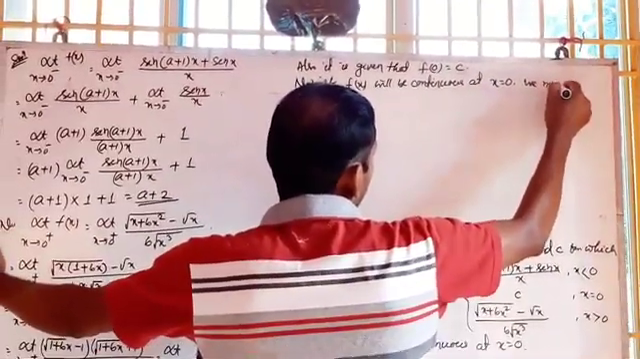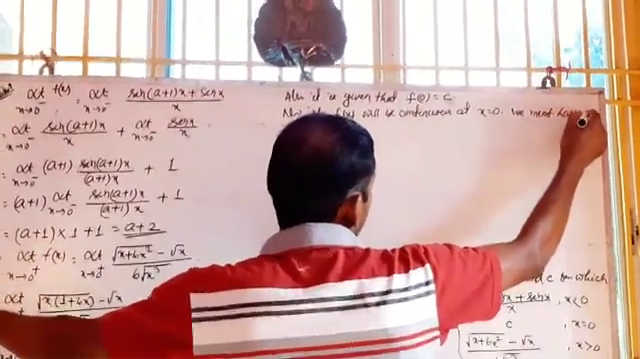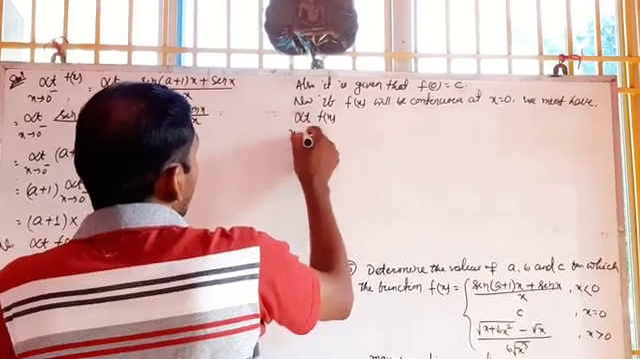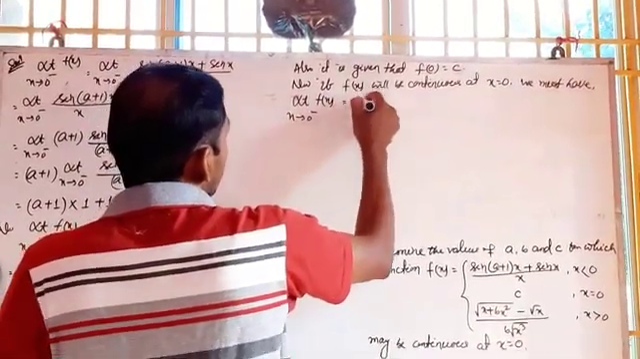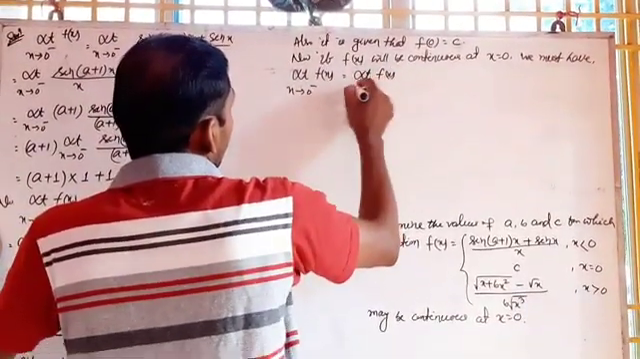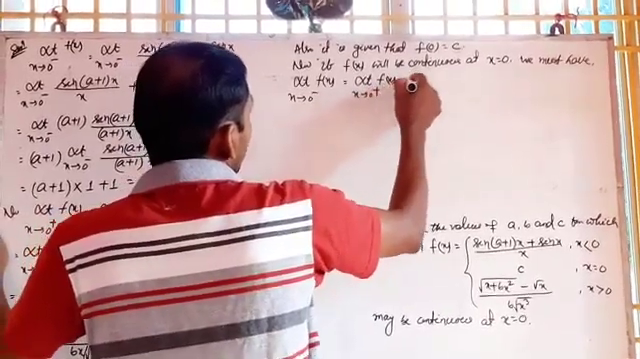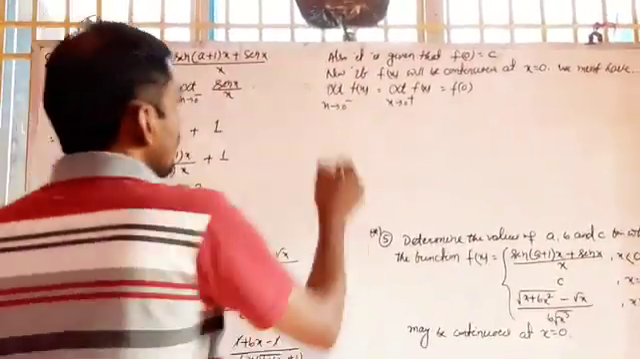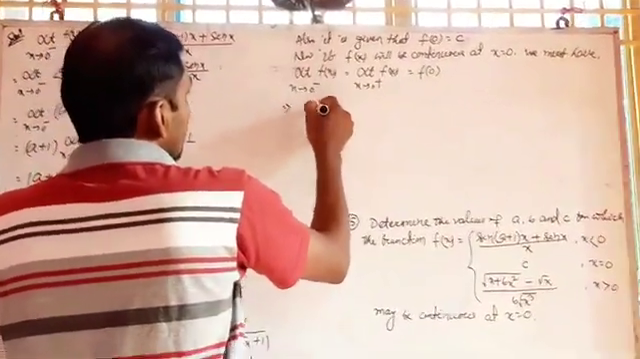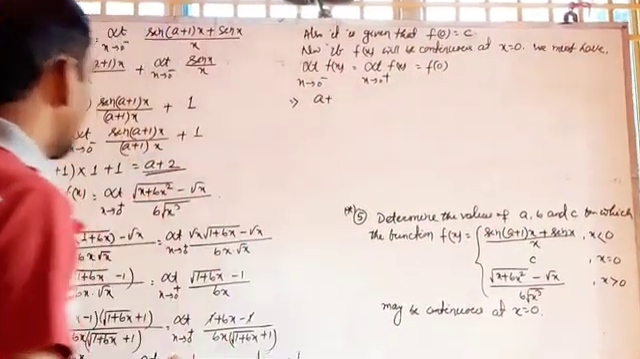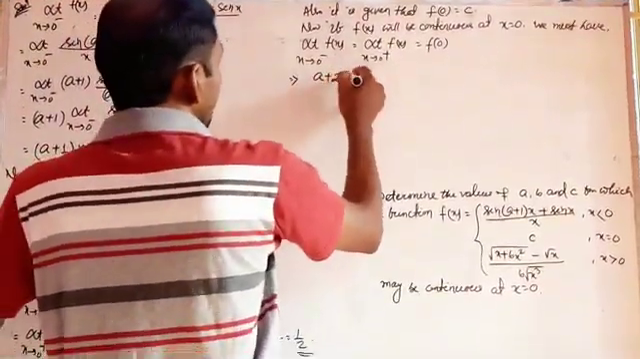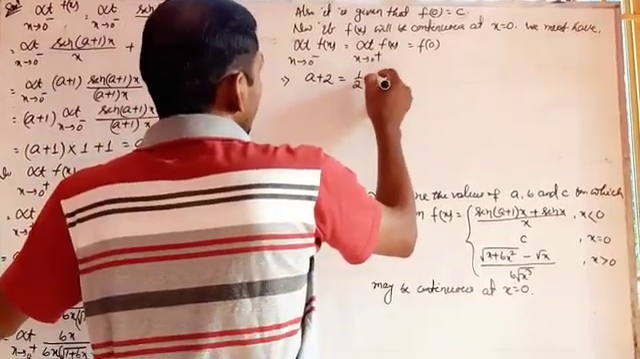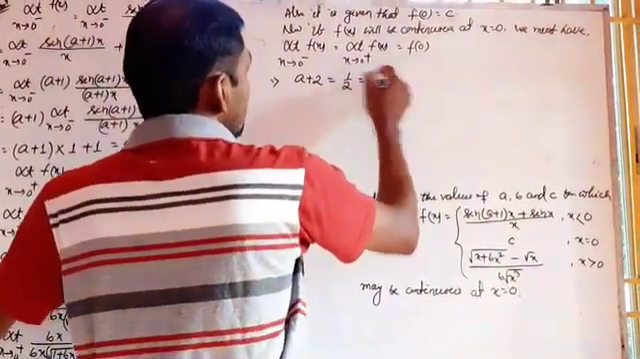we must have limit of f of x as x tends to 0 minus equal to limit of f of x as x tends to 0 plus must be equal to f of 0. This implies the left hand limit is a plus 2, the right hand limit is 1 by 2, equal to f of 0, which is c.